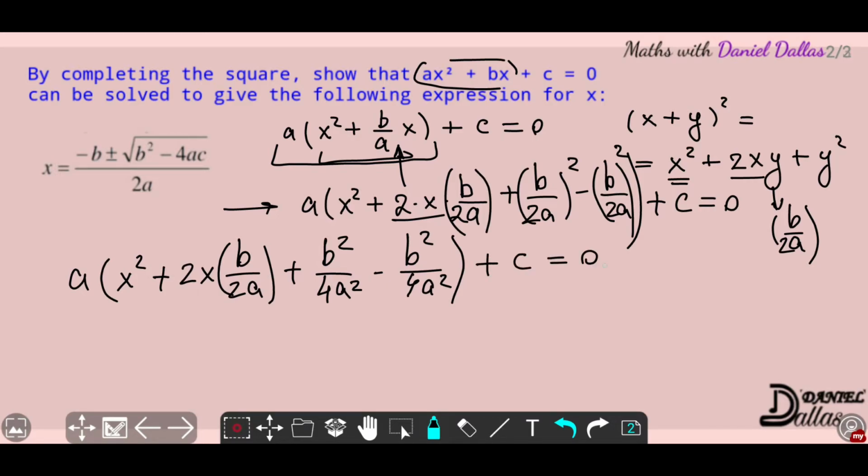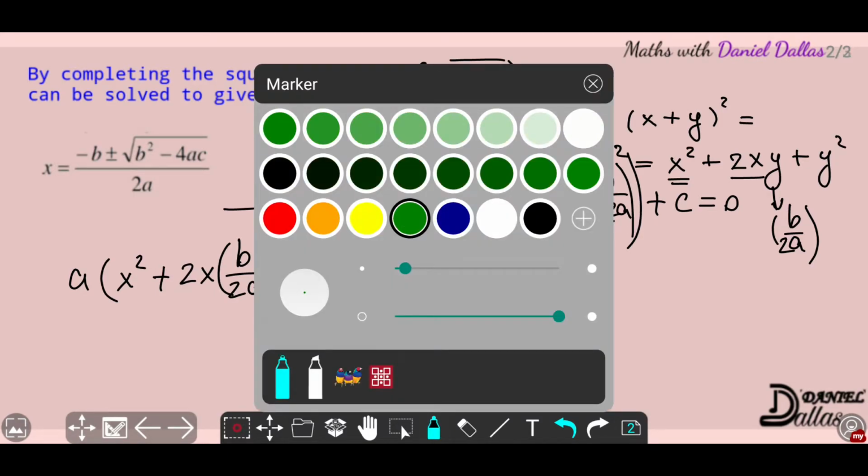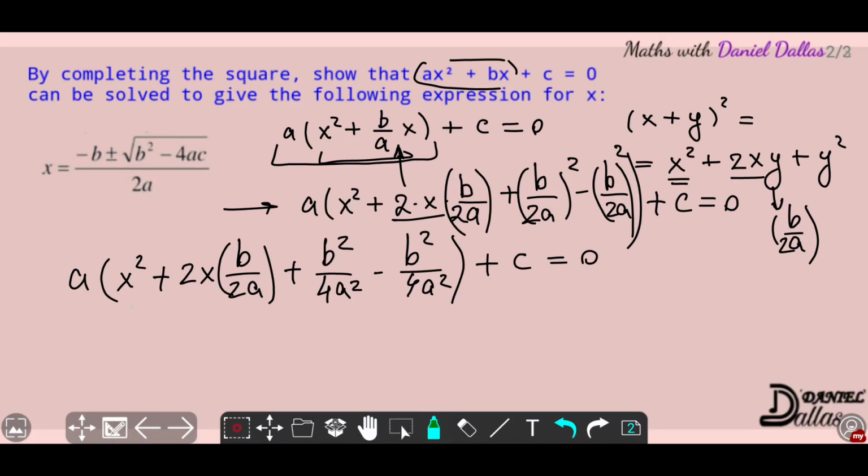All right, so everything is done. The next step is to actually complete the square. Those three terms will give us the completed square.